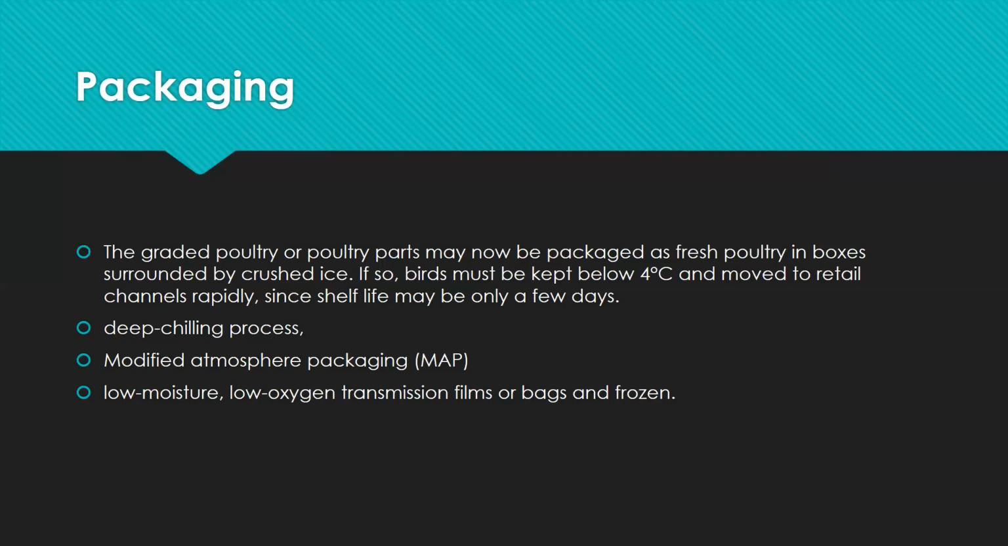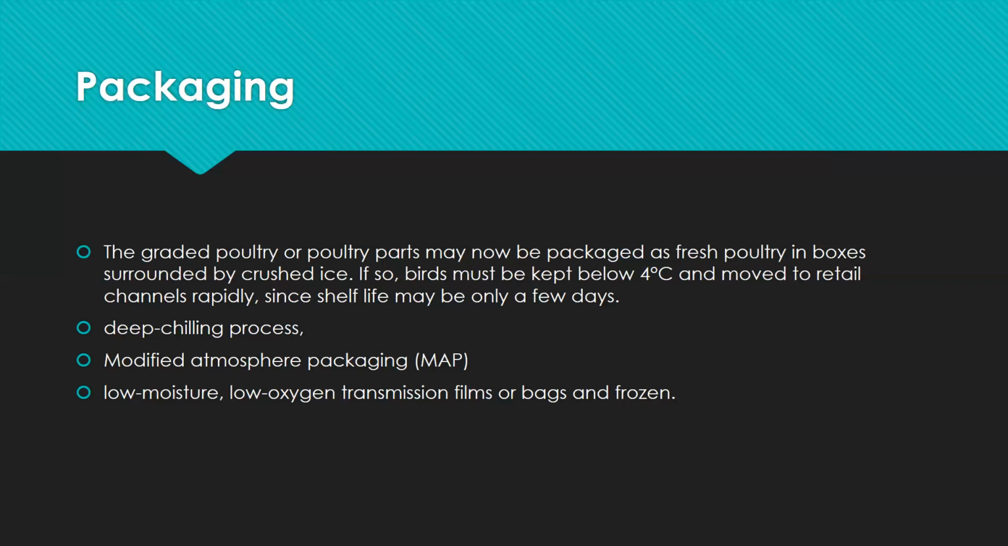In the deep chilling process, parts are sealed in consumer packages, and then sent through a low temperature blast tunnel and frozen to a depth of a few millimeters. This frozen crust quickly equilibrates with the rest of the carcass, which is then maintained at a temperature of -1 to -2 degrees Celsius. So instead of adding crushed ice in the boxes, the poultry meat is deep chilled, and maintained at -1 to -2 degrees Celsius during shipment.